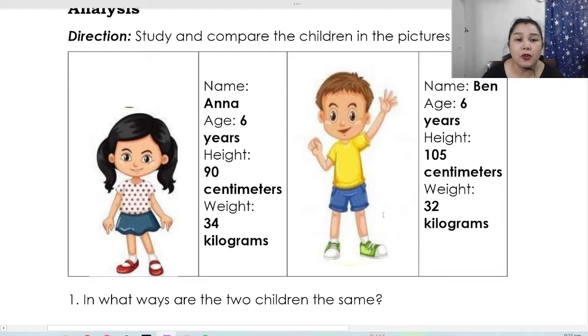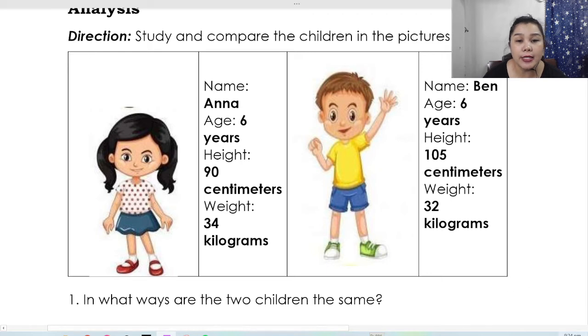Just like you, when I asked your parents to submit your height and weight, you used a weighing scale, a tape measure, or any instrument to measure your height. So the same as with Ben and Anna, you were able to know how tall or how short you are, and also how heavy or how light you are. So that is height and weight.